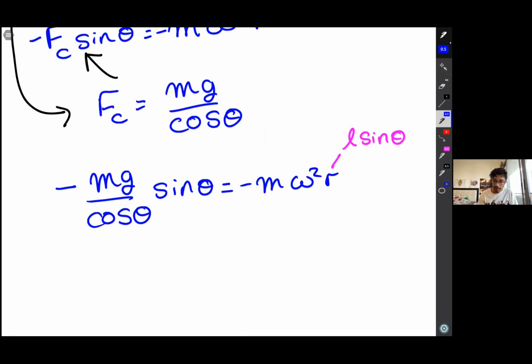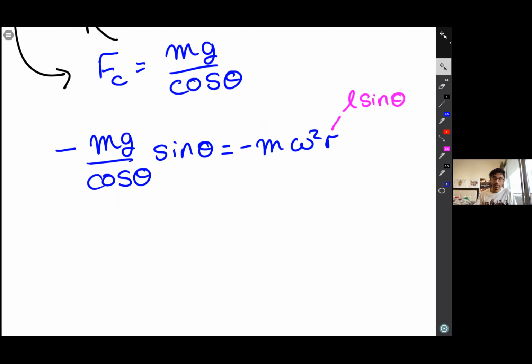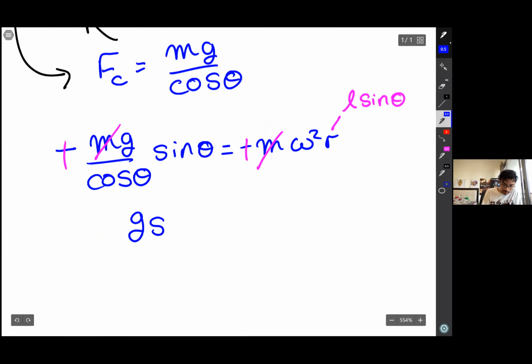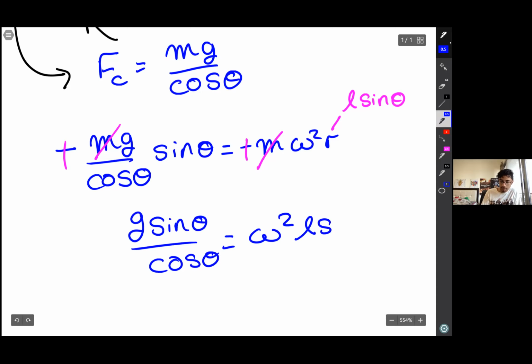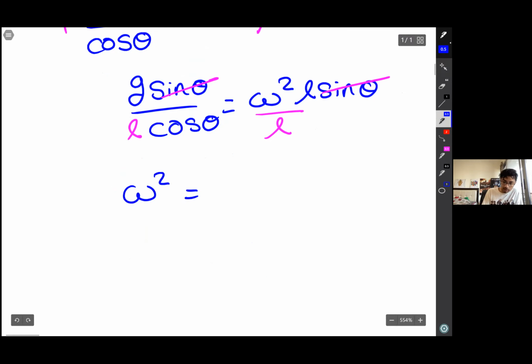Also, I have not made this bit into tan theta because, as you see here, there's sine theta and sine theta here, which I could cancel out. But you could make it into tan theta and then divide by sine theta, get secant theta. That's basically the same thing as 1 over cos theta, so it's not really going to make a difference. But you do you. I could also cancel out the m's and make both sides positive. So what I'm left with is g sine theta over cos theta is equal to omega squared L sine theta. Now I can cut out the sine thetas, and I can also divide by L on both sides to get omega squared is g over L cos theta.